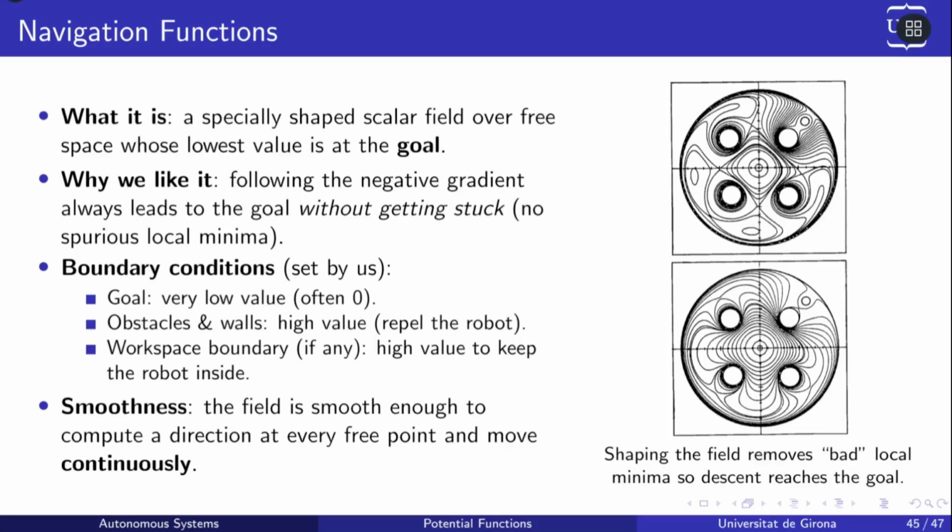To reach the goal without getting stuck, this is the most important: what we need to ensure is that the goal has the minimum value possible, normally 0, and that both the obstacles and the walls, meaning the perimeter, have a high value. It can be not infinite; sometimes this is just 1 on a scale between 0 and 1. And then everything in the middle is smooth and continuous.